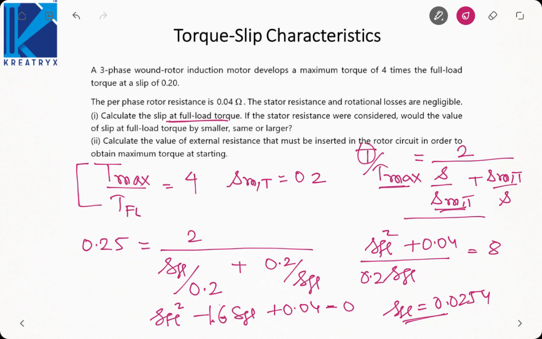Next it is asking if stator resistance is considered, would the slip at full load torque be smaller or higher? If you consider the stator resistance, slip is inversely proportional to resistance.